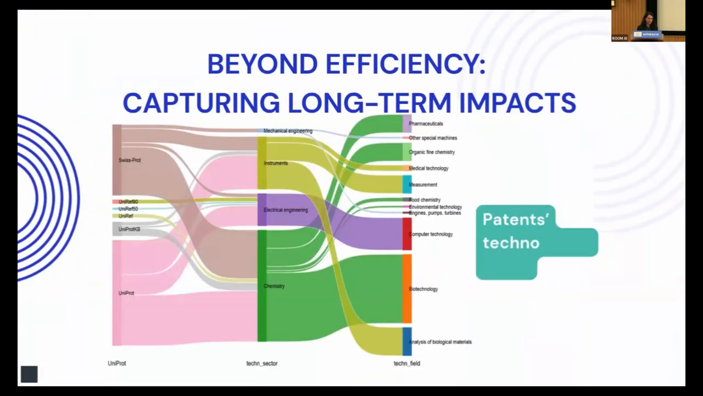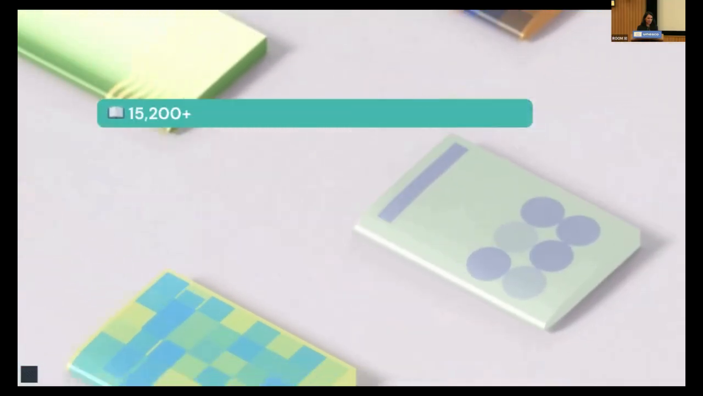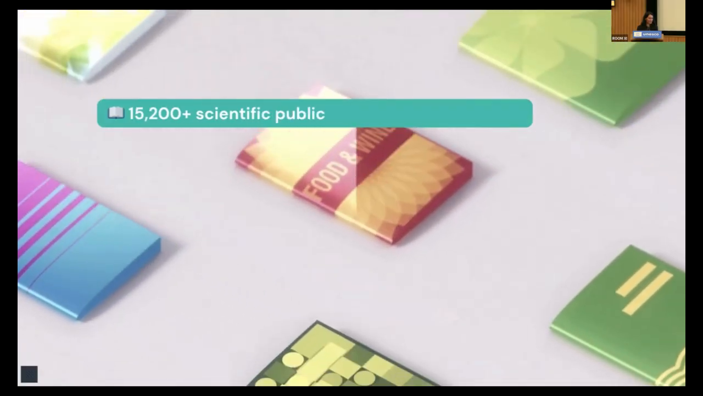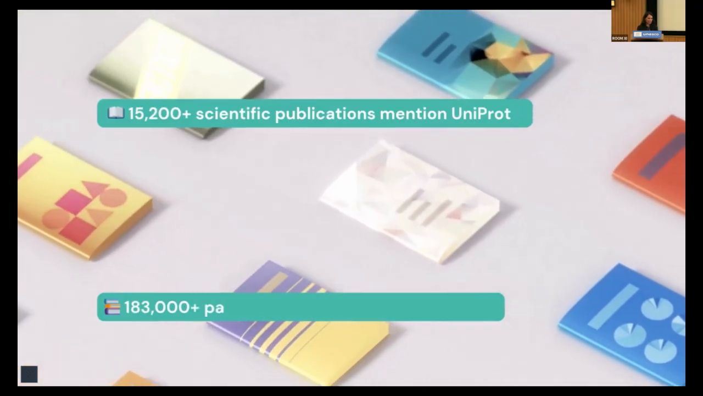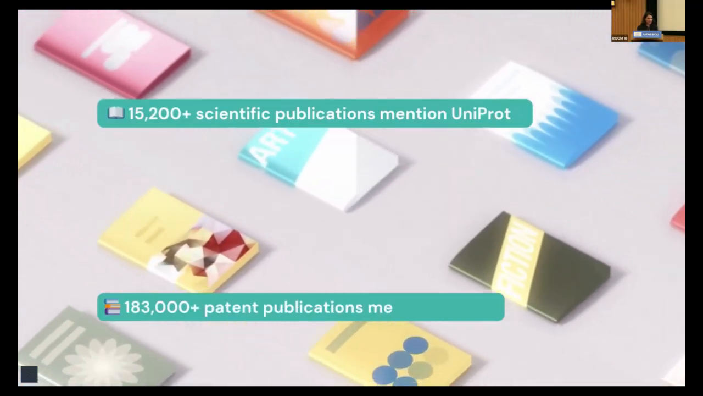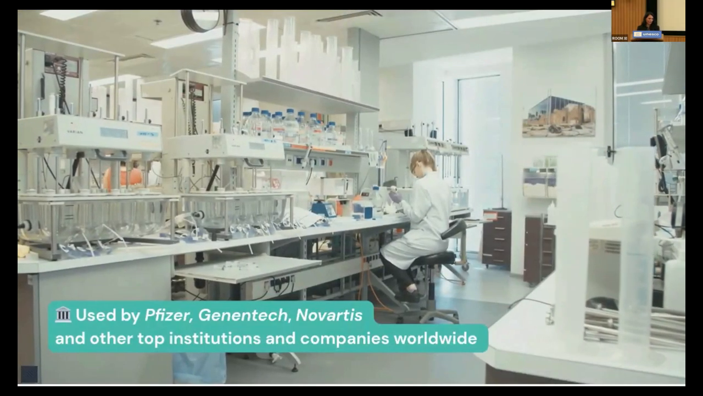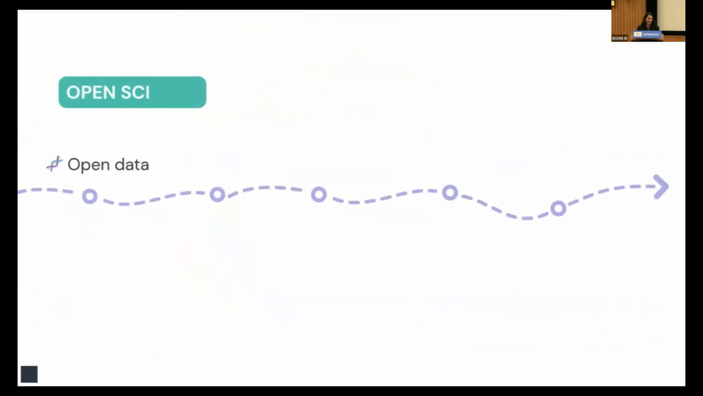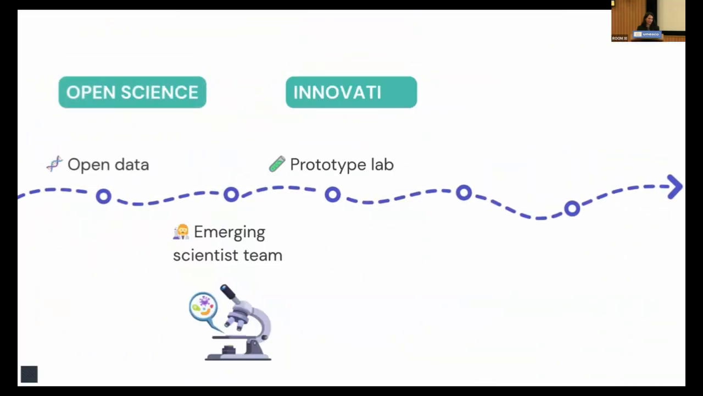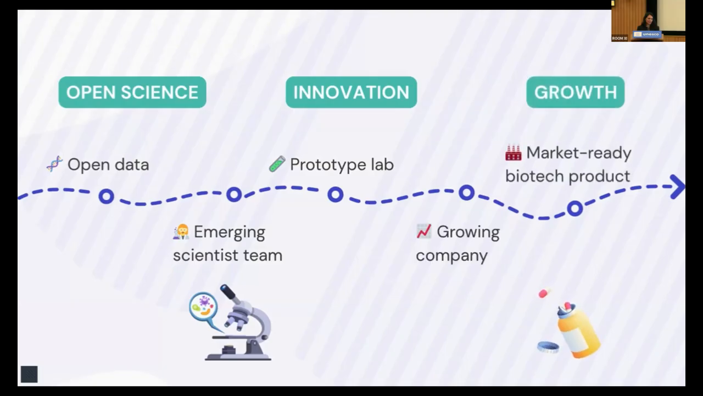Our analysis went beyond measuring costs and benefits, capturing longer-term effects such as knowledge creation. UniProt is mentioned in over 15,000 scientific papers, making it a key driver of research across disciplines. With over 183,000 patent publications mentioning UniProt, it fuels innovation, from drug development to diagnostics, and is trusted by global R&D leaders. By making core data freely available, UniProt accelerates the development of new products and technologies, driving economic growth from the lab to the market.